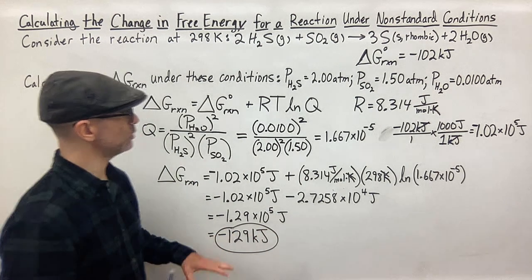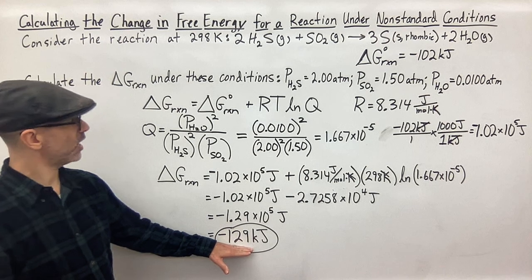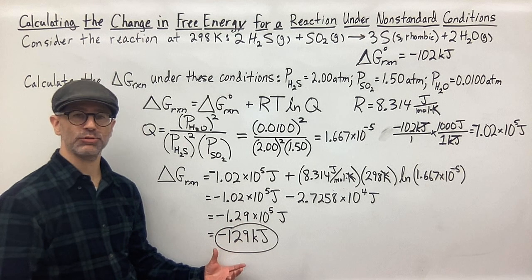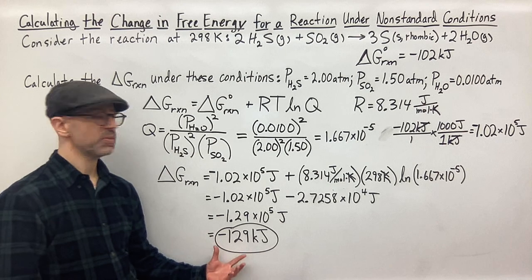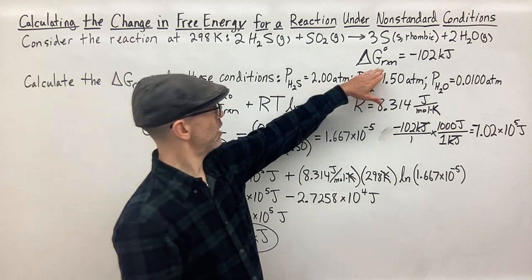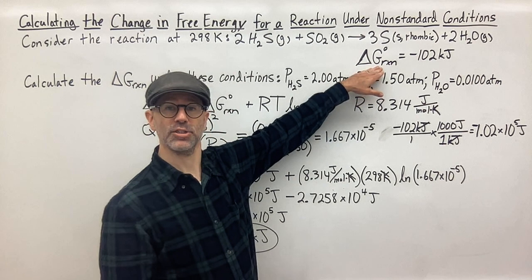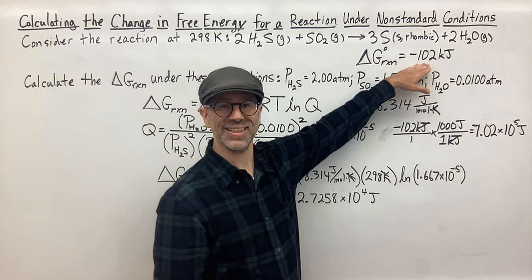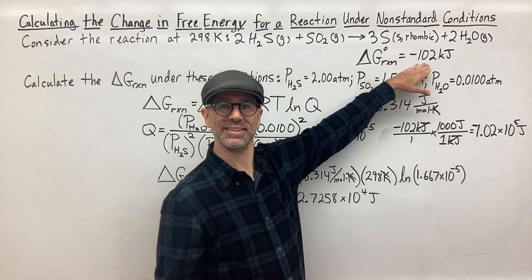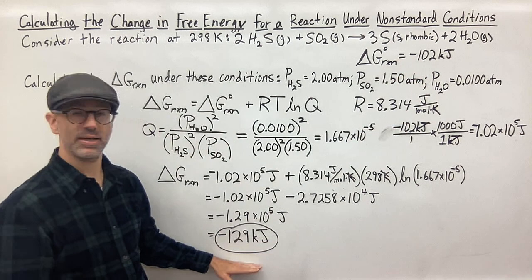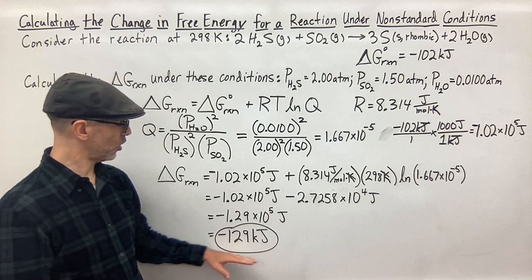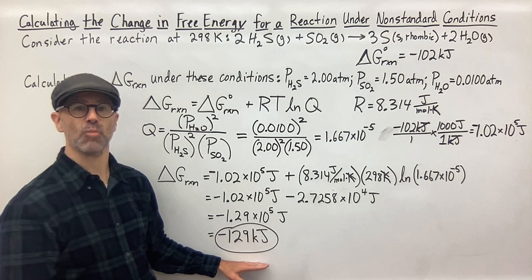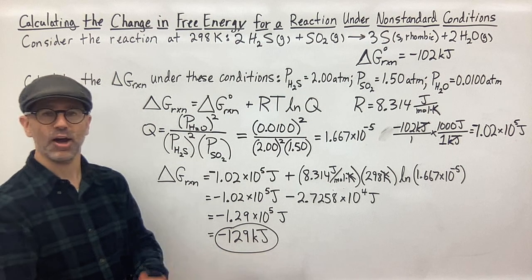So in this case, we can see here that under these non-standard conditions, we get a more negative value for the delta G compared to the standard free energy change. So under standard conditions, we are less spontaneous because it's less negative compared to these non-standard conditions. So under these particular non-standard conditions, this reaction is actually more spontaneous. So I hope this is helpful.